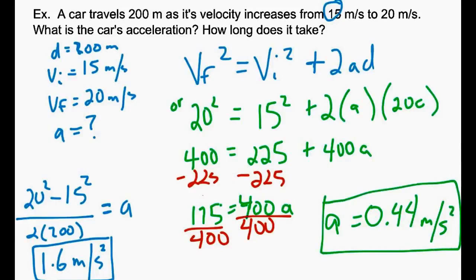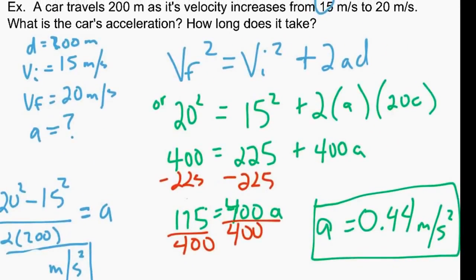Okay, I think I screwed up on the first version, so let me just go back over to this blue one and redo this calculation. So 20 squared minus 15 squared, hit equals, divided by 400 gives us 0.43. Yeah, so I just made a calculator mistake on this one over here. So we should have had the exact same answer, 0.44.